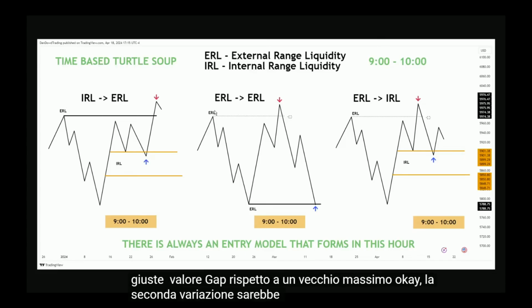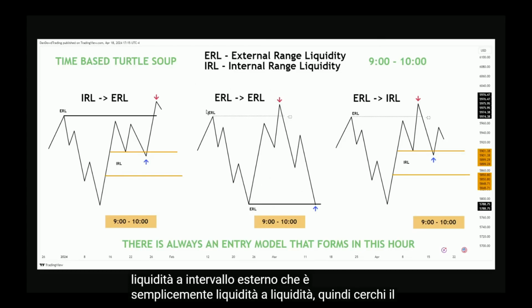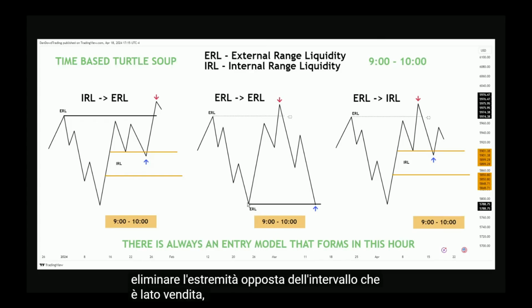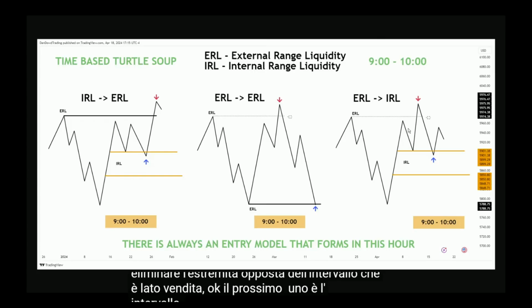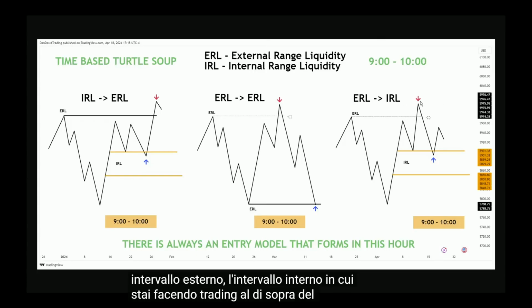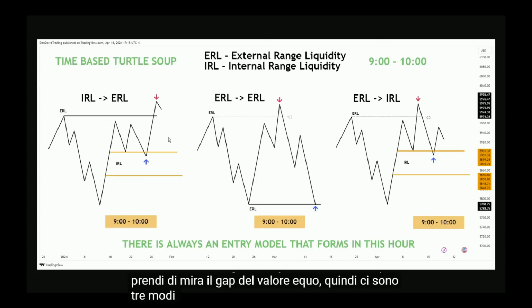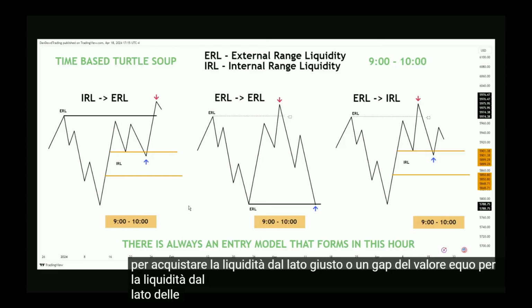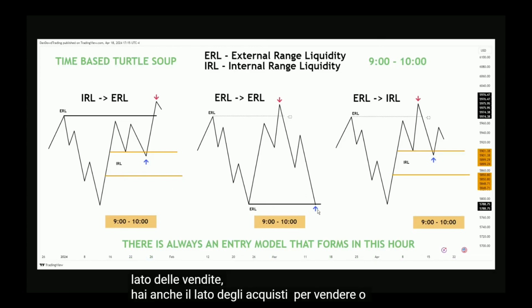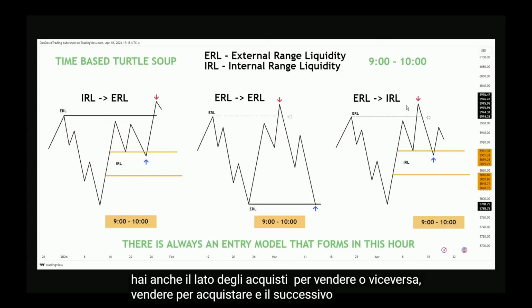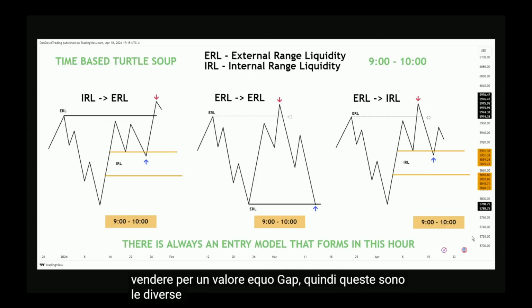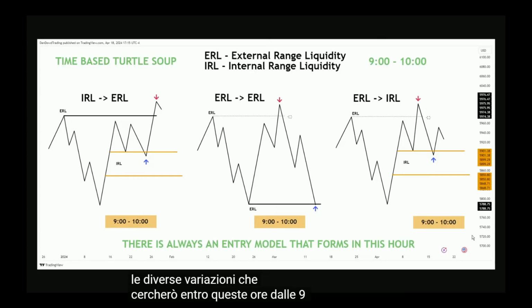Okay, the second variation would be external range liquidity to external range, which is just liquidity to liquidity. So you look for price to run buy side and then take out the opposite end of the range, which is sell side, okay? The next one is external range to internal range, where you're trading above the high and then targeting the fair value gap. So there's 3 ways. It's either a fair value gap to buy side liquidity, okay, or fair value gap to sell side liquidity. You also have buy side to sell side, or vice versa, sell side to buy side. And the next one is buy side to a fair value gap or sell side to a fair value gap. So those are the different variations that I will look for within this 9 to 10 o'clock hour.